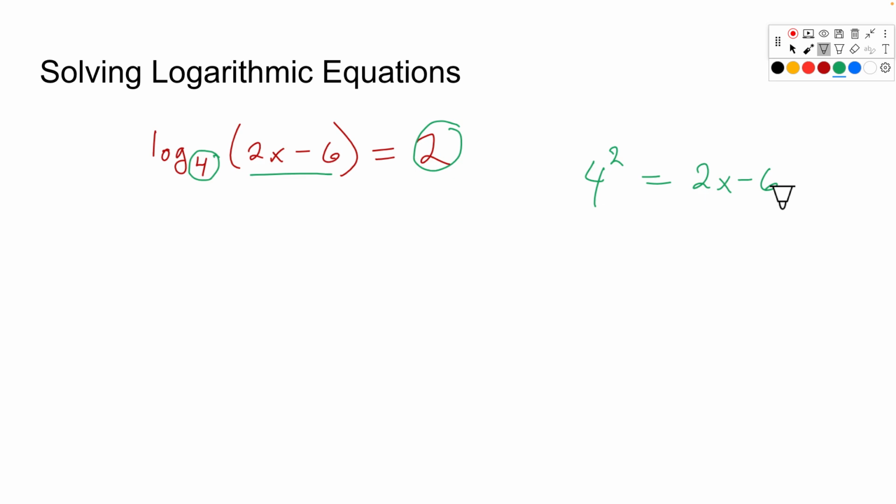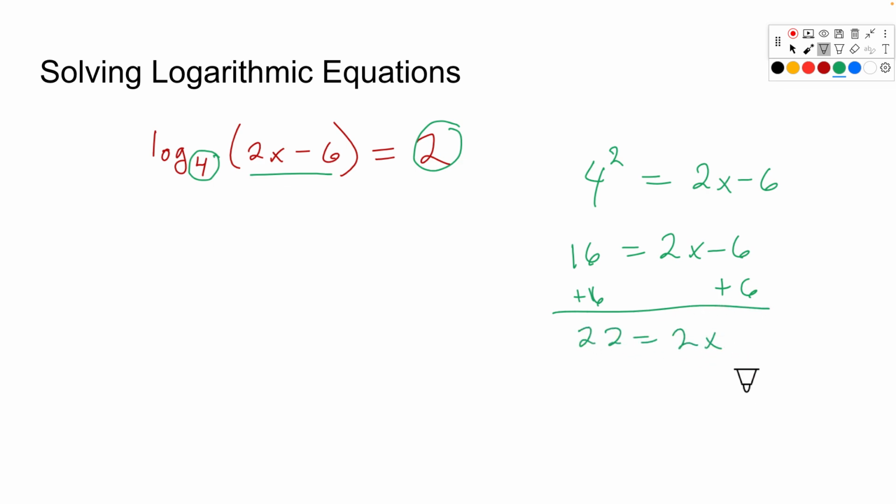So I haven't quite solved it yet, but there's now no longer a logarithm. There's an exponential. Do I know what 4 to the second power is? Yes, I do. It's 16. So this is going to be 16. Notice it's something we can all calculate. And then we just solve for x. We've got a linear equation. Add 6 to both sides: 22 equals 2x. Divide by 2: x equals 11. So we solved it that way.